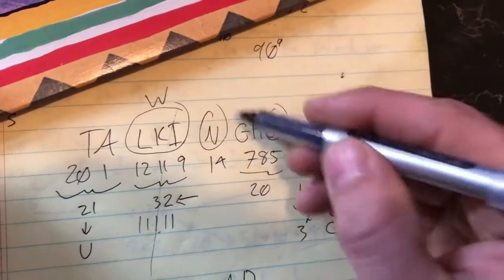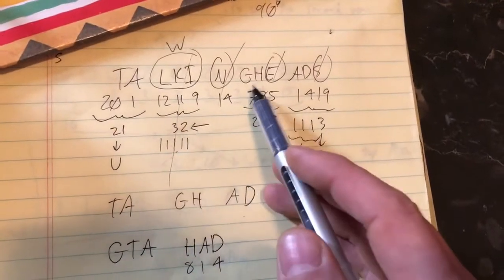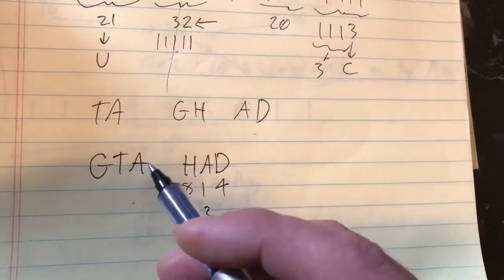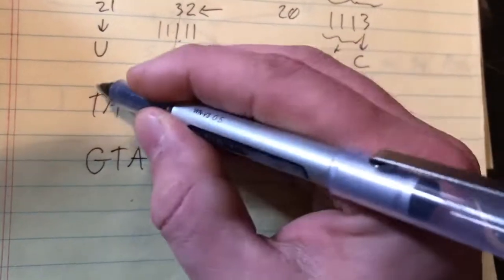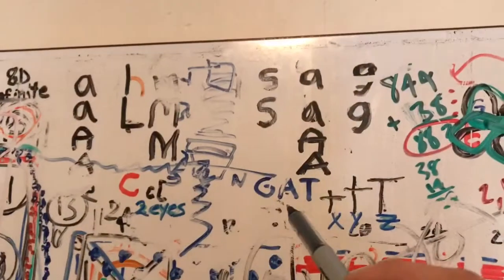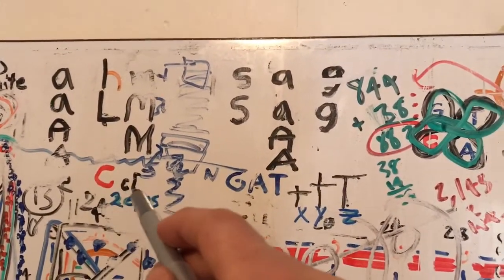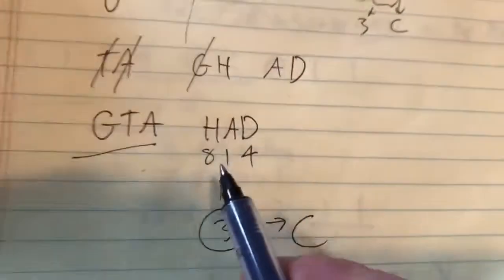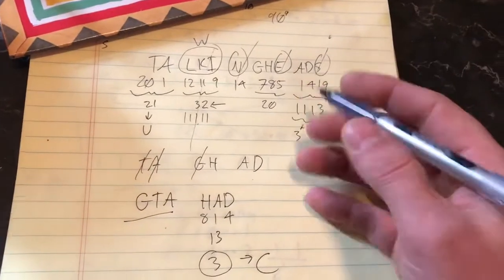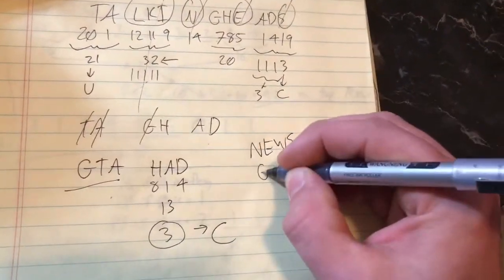So it's like, eliminate that, eliminate that, eliminate that. And then what are we left with? We're left with T-A-G-H-A-D. And I'm looking at this going, what is this? Tag had? No, look, it's G-T-A. GTAC is your building blocks of your DNA or double helix. So I'm like, well, this one's different. It's not lowercase, it's like an uppercase. So what are we left with? HAD. 8 plus 1 plus 4 is 13, which is a circle 3 for your GTAC. So I see your N-E-W-S and your GTAC.